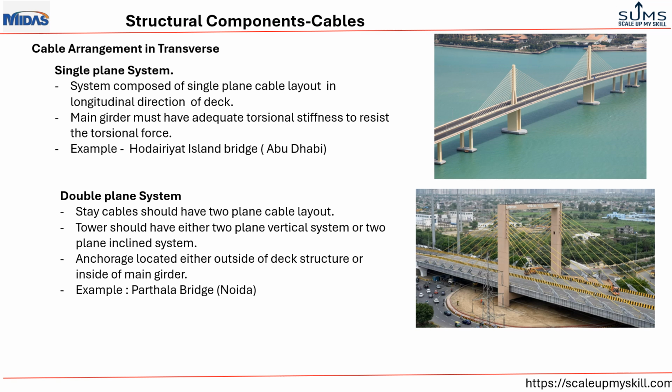In a double plane system, the stay cables have a two plane cable layout, and here the tower should have either a two plane vertical system or two plane inclined systems. Here the anchors of the stay cable are located either outside of the deck structure or inside of the main girder. The right side photograph is of Pathala bridge, which has a double plane system.